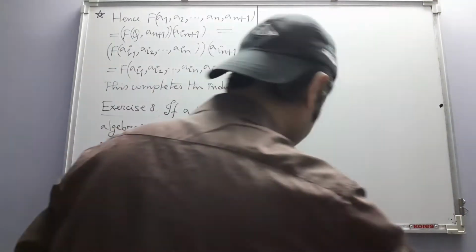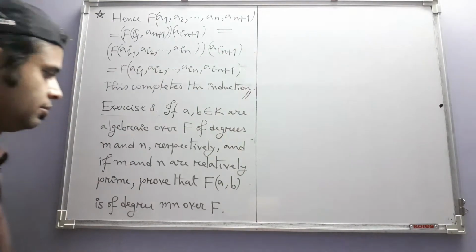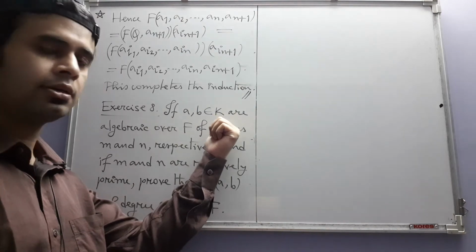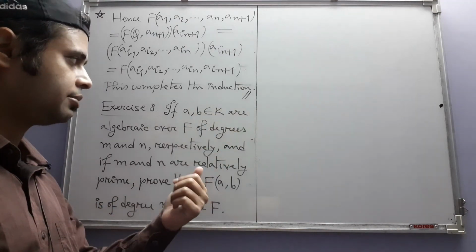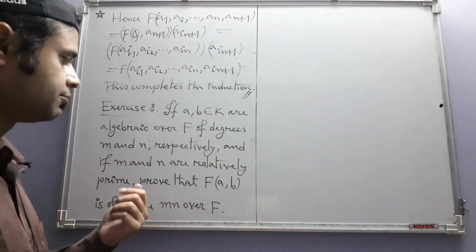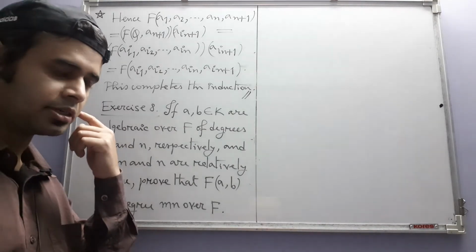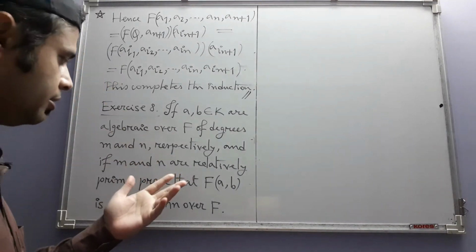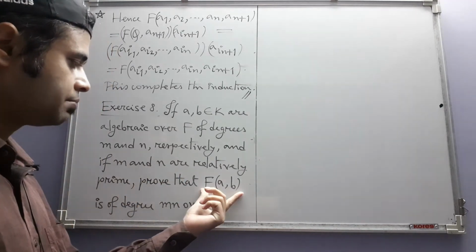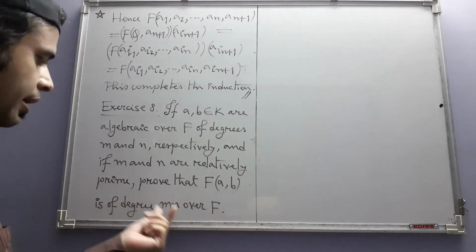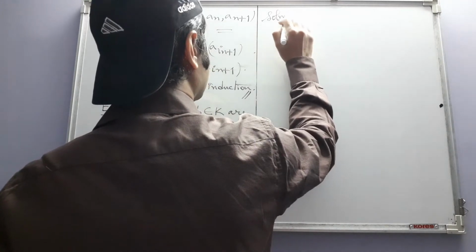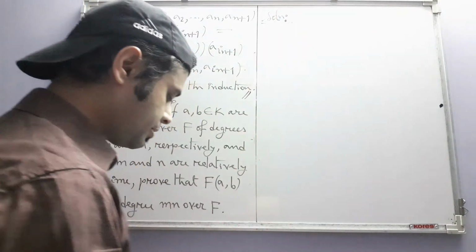Okay, so we have our field F and some extension K of F, and two elements a and b in K are given, and it's given that both of them are algebraic over F with degrees m and n respectively. Additionally, it's given that the integers m and n are relatively prime. Then we have to prove that this extension has degree mn over F. Okay, so let us see the solution.